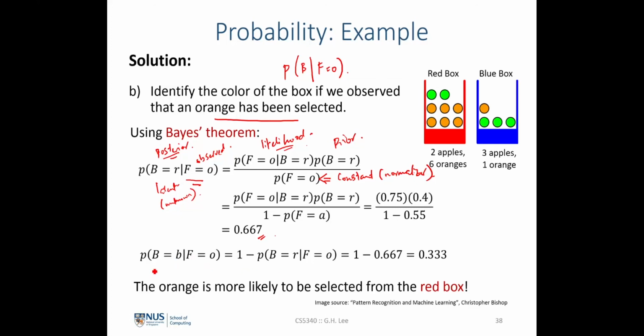Since B is a binary state, there are only two possibilities for the box. We know that the sum of these two conditional probabilities, conditioned upon the same F equals orange, over all possibilities of the box color, must sum up to 1. So we do not need to use the Bayes rule to evaluate this anymore. It is simply 1 minus the probability that we found earlier. And here the result shows us that the orange is more likely to be selected from the red box.